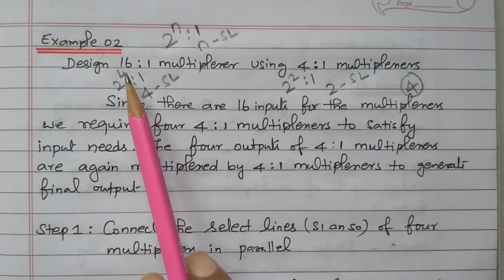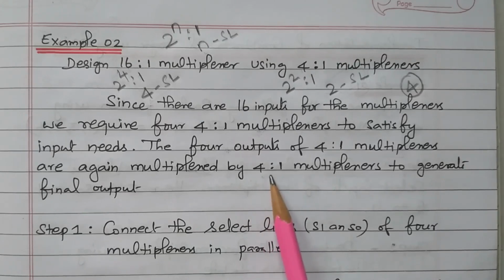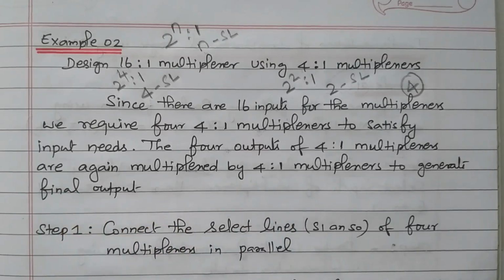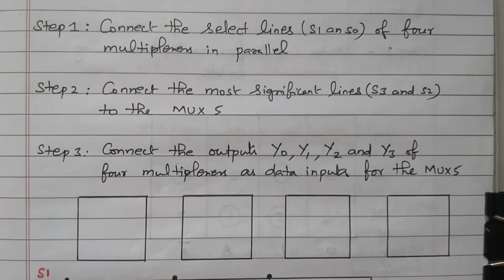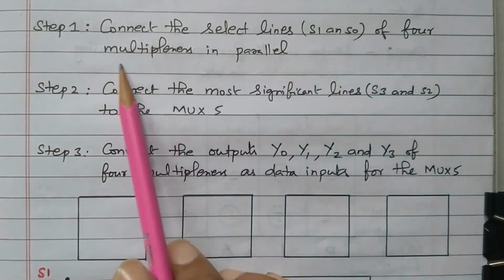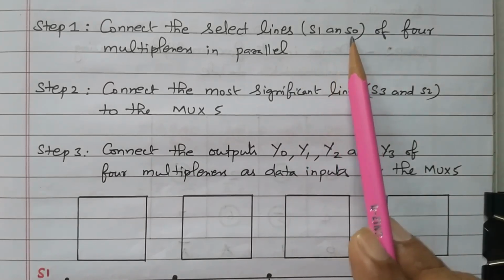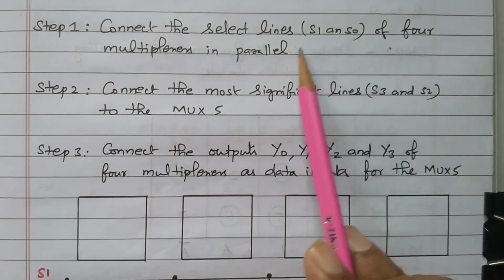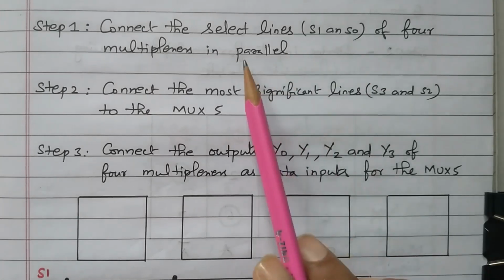4 multiplexers are used to connect these 16 inputs, so that we get 4 outputs from the 4 multiplexers. In order to multiplex these 4 outputs, one more multiplexer is connected, so that we get only one output, right? Now we'll see how to connect these 5 multiplexers. So now we have 5 multiplexers available. Connect the selection lines S1 and S0 of the 4 multiplexers in parallel. So we have 4 selection lines, out of which the LSBs S0 and S1 are connected to the first 4 multiplexers in parallel. All 4 multiplexers are connected with S0 and S1 in parallel, right?